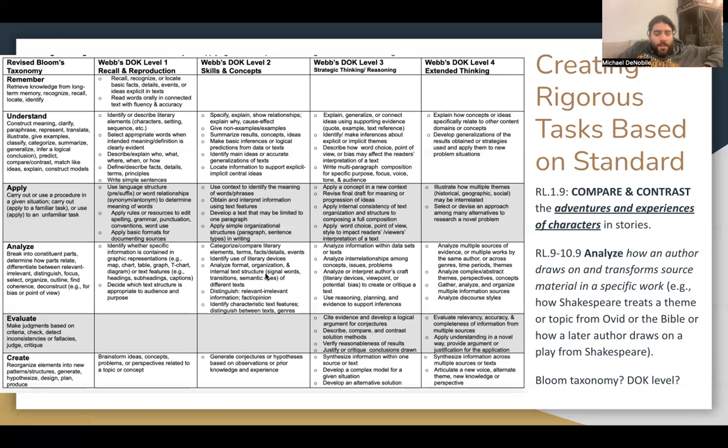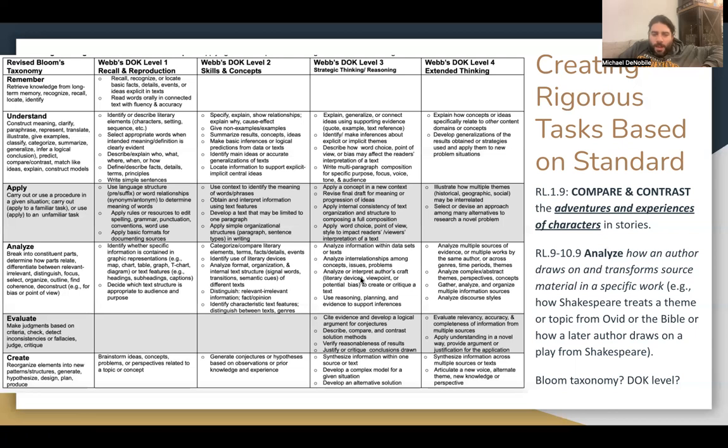What I may do is a Venn diagram. I'm going to have two characters and ask them to compare and contrast their adventures and experiences in the story. How are they similar? How are they different? For those first grade classes, I'm probably going to stay within DOK 1 or 2. But for the 9th and 10th graders, I'm going to want to push them. I want to get them as close to level 4 as I can.